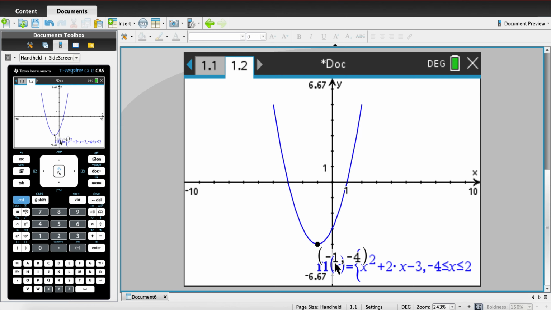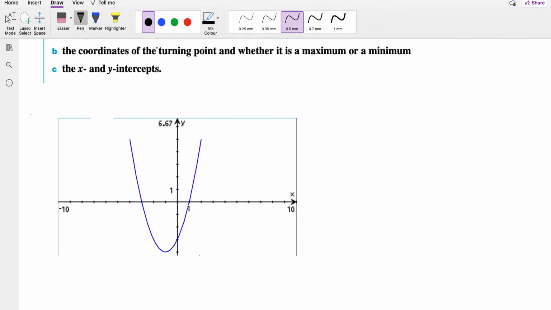Good. And it's giving me here the point. So the point is -1, -4. So I'm going to write it here with red. So this point, and I can see it also that it's here, -1, -4. Wonderful. So I have my turning point, my minimum, my vertex here. Okay, wonderful. So we already have done the coordinates of the turning point and whether it's a maximum or a minimum. So here we have this one and it's a minimum.